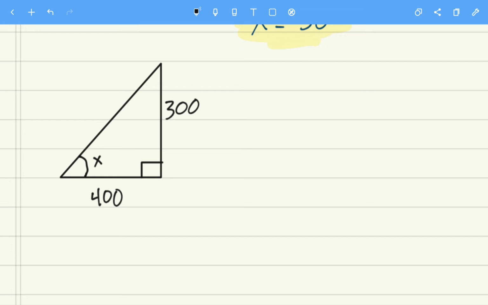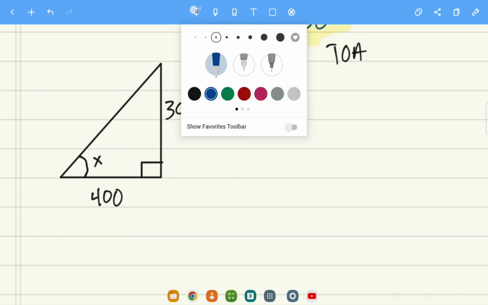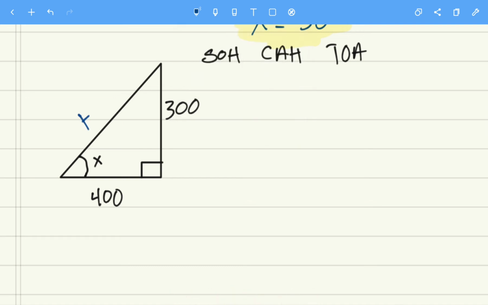Let's look at another example. Let's write our little mnemonics. SOHCAHTOA. And we want to figure out what angle x is. I'm going to start by labeling my sides. This is my hypotenuse, adjacent and opposite. I see we have our opposite and our adjacent. So that tells me we are using tangent.